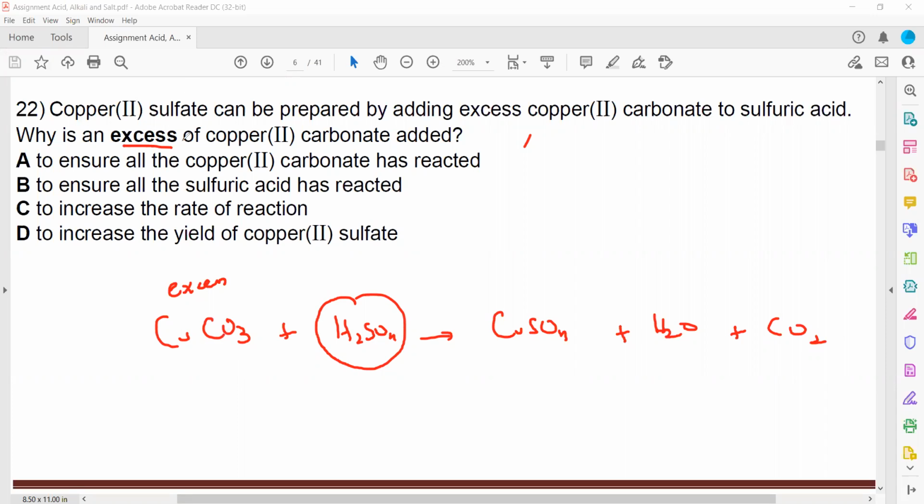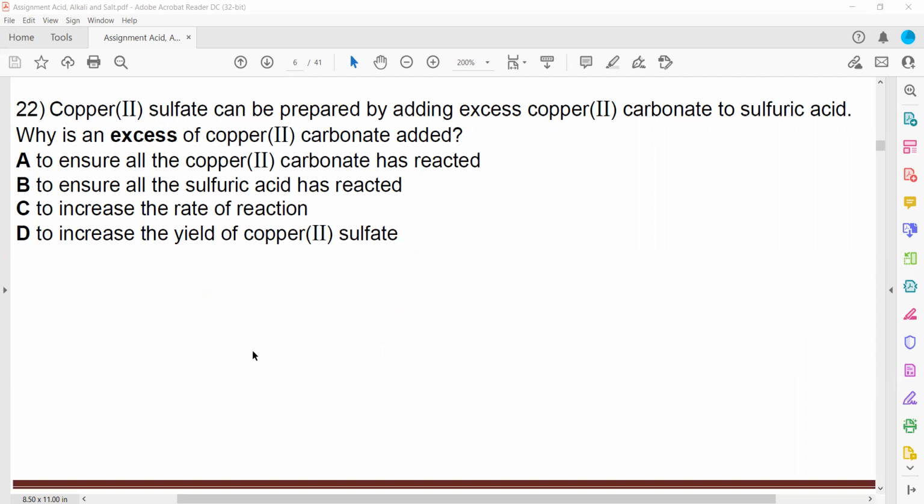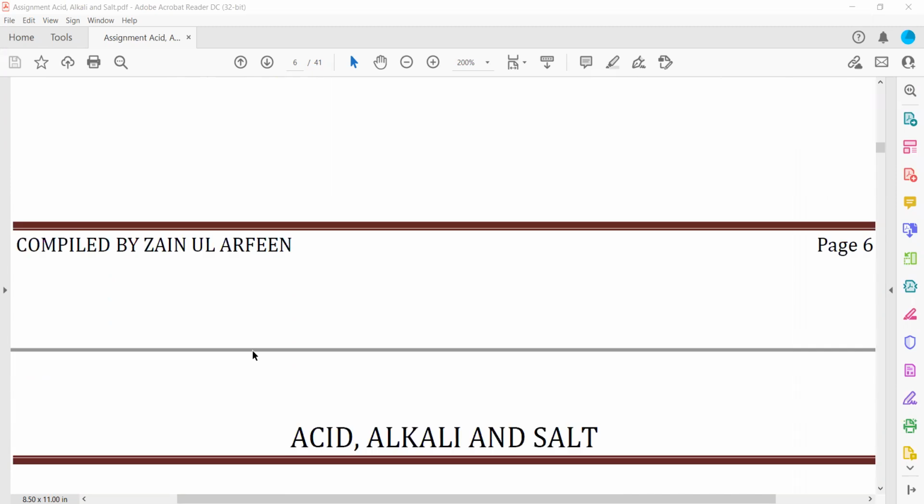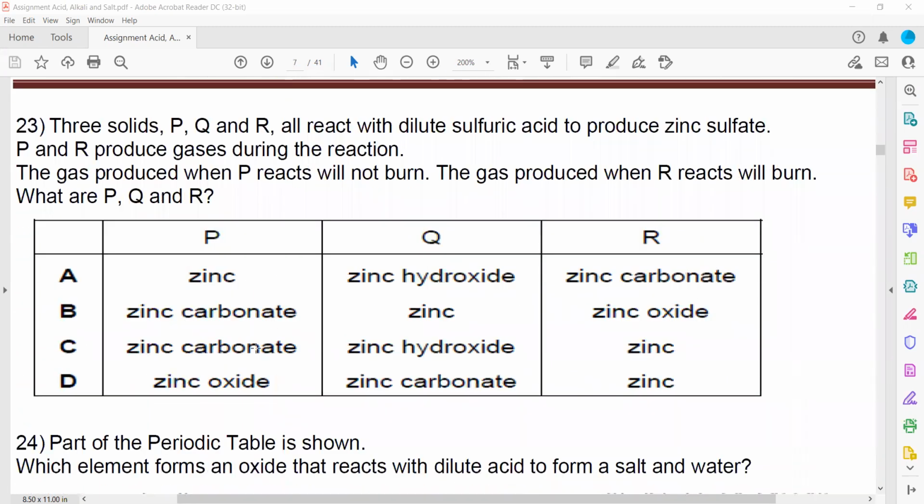So what is the purpose? Why are we adding excess, or more than enough, copper carbonate? To ensure that all of the sulfuric acid has reacted. Because if some of the sulfuric acid does not react, the solution will have both sulfuric acid and copper sulfate.